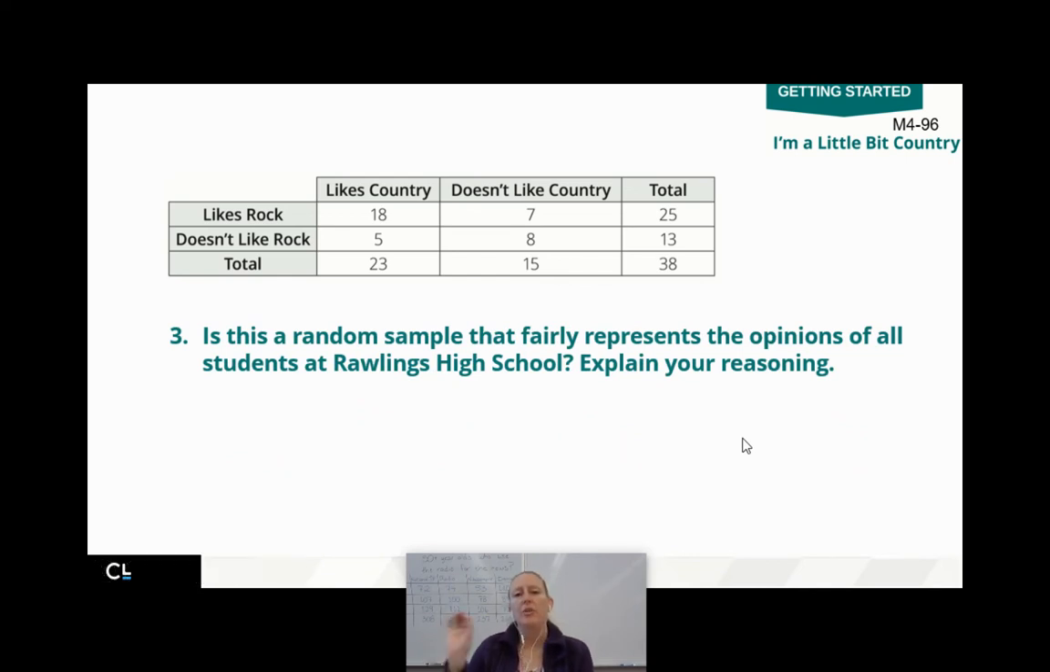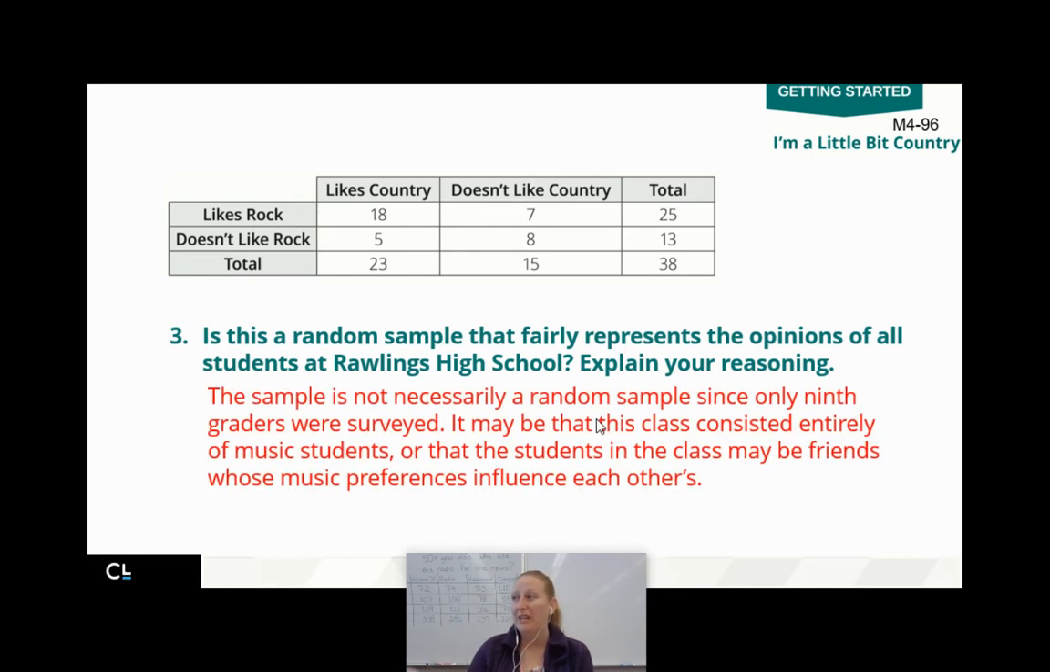Is this a random sample that fairly represents the opinions of all students at Rawlings High School? Explain your reasoning. I'm going to say it's not a good sample because we only asked ninth graders, right? We asked one class of ninth graders. It may be that other grades feel differently, right? It may be this class was entirely music students. It might be that the students in this class were all friends, and so they all like the same stuff, right? So I don't feel like this is a very good sample of everybody's opinions at the high school. I feel like I would need to ask other classes, get other grades involved. You know what I mean?